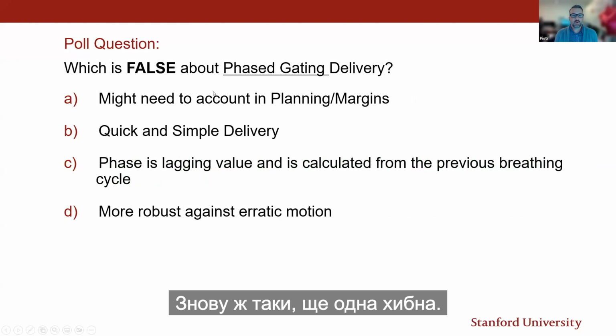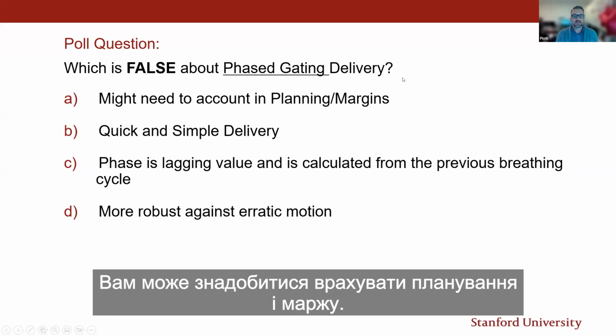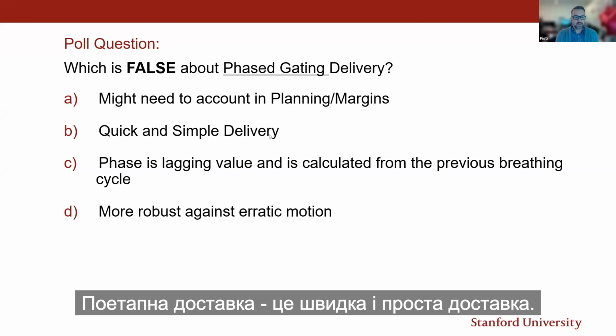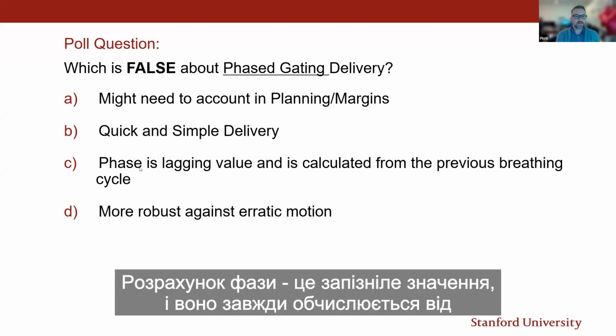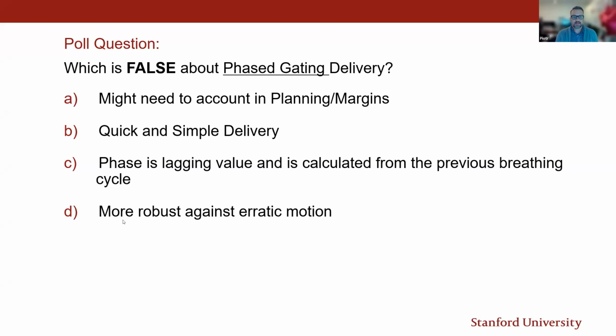Again, another false question. This is about phase-based gating delivery. So what is not true here? You might need to account for planning margins. Phase-based gating is quick and simple delivery. The phase calculation is a lagging value, and it's always calculated from the previous breathing cycle. Or phase-based gating is robust against erratic motion. So the answer is, sorry, I jumped the gun.